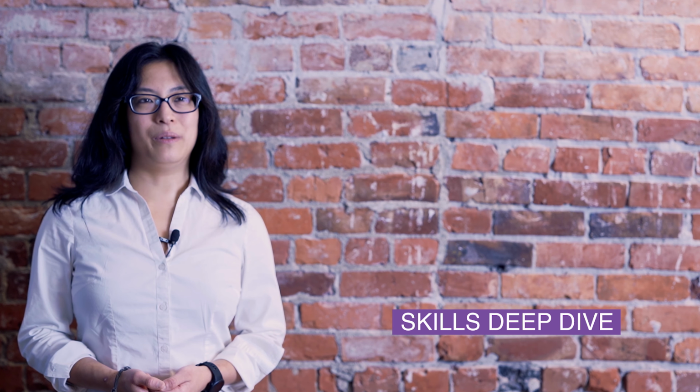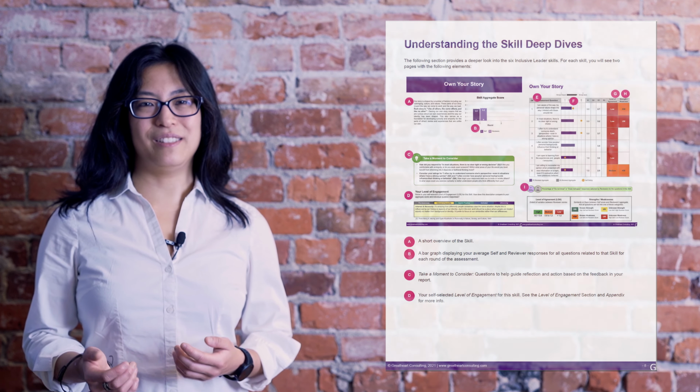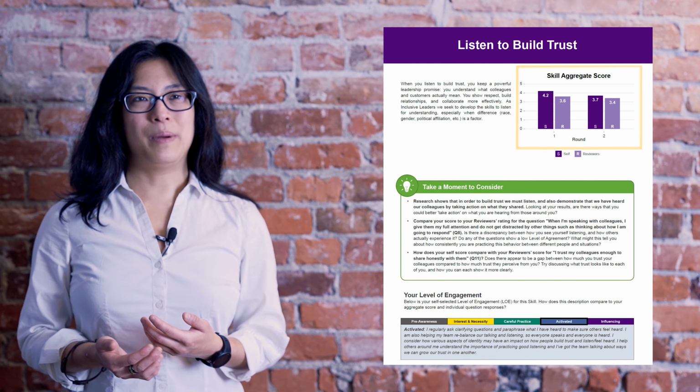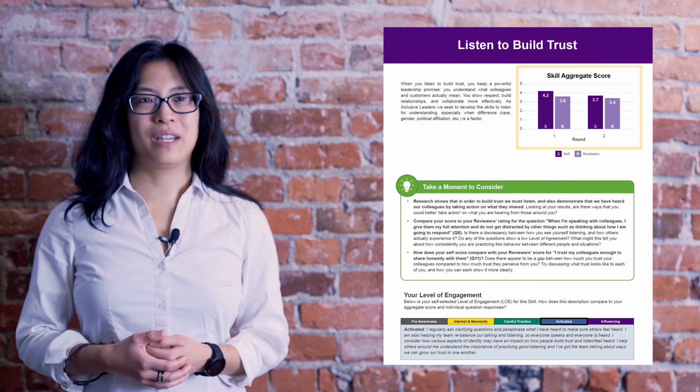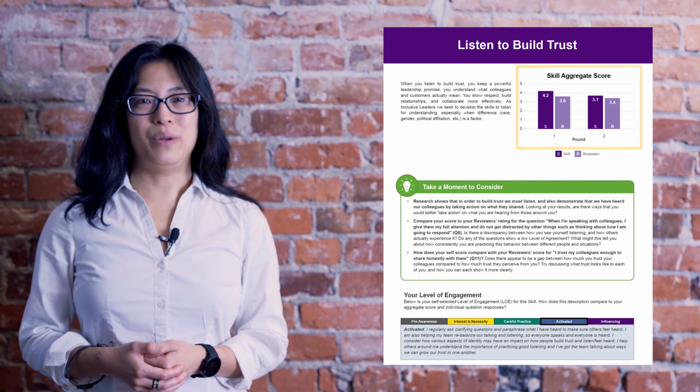Next, in the skills section, we more closely examine each skill and the individual questions that make them up. You can review the introduction pages titled Understanding the Skill Deep Dives for a more in-depth description of this section. For every skill, you will first see a skill overview page with a bar graph. The bar graph allows you to compare your average skill score to the aggregate of your reviewers' ratings. In the round 2 report, you can also compare between rounds.